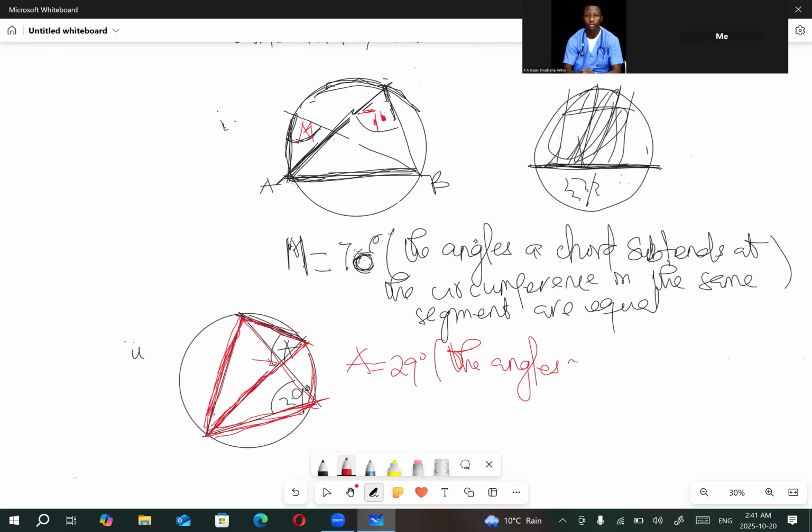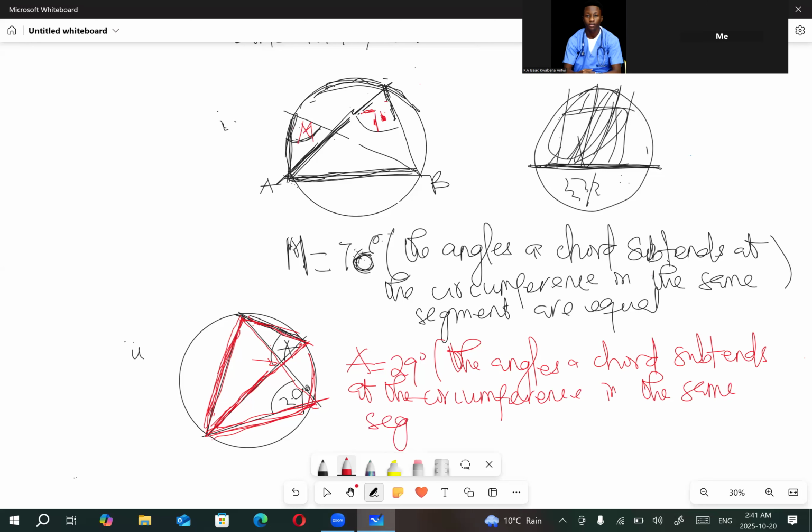The angles a chord subtends at the circumference in the same segment are equal.